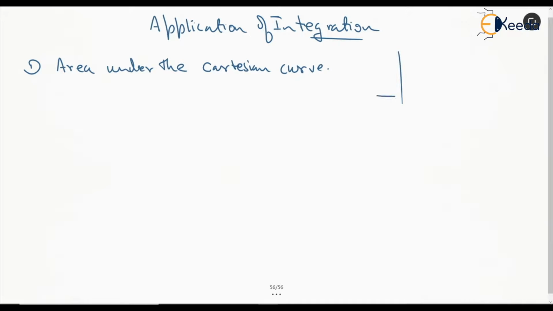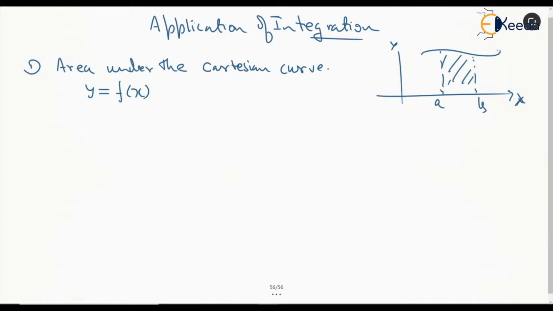So this can be given as, let's say there is a function y. This is x, this is y, and let's say y is a function of x. Then under certain limit or interval of x, let's say x is equal to a to b, we need to find this area, and this area can be given as integration of y with respect to dx for the limit x is equal to a to b.